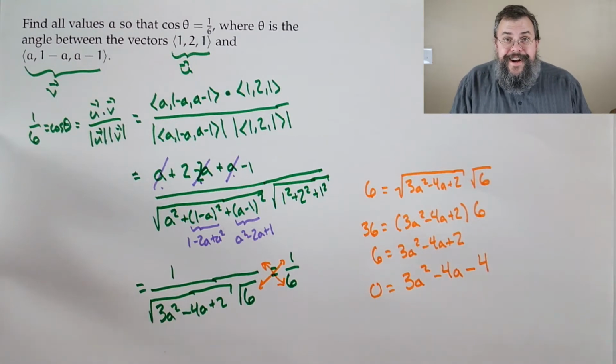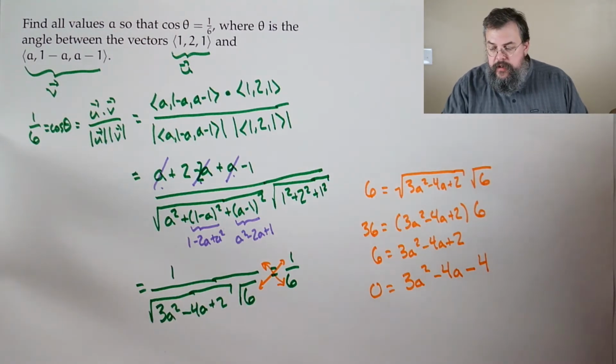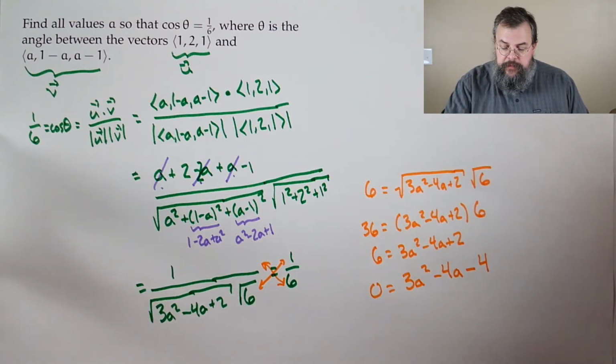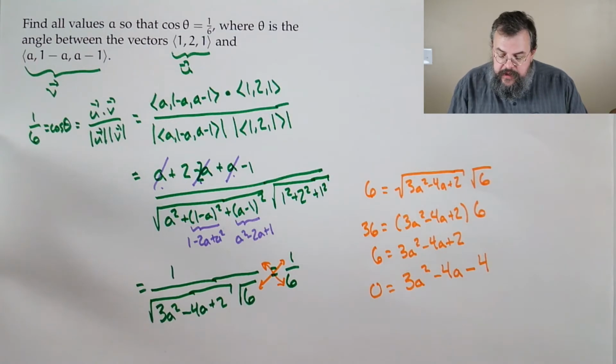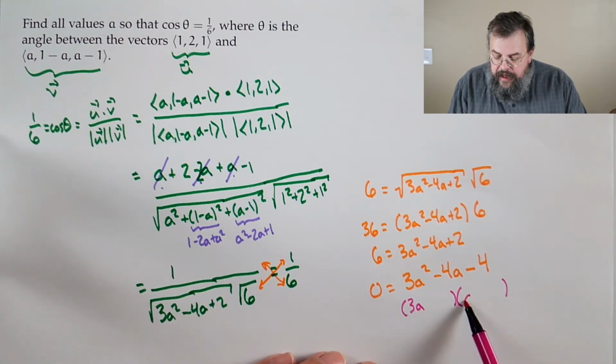Good. All right. Now, at this point, we ask ourselves the question, does it factor? And if it does, how does it factor? Well, we have to take a look at it here. We say, if it factored, what would be true? Well, for 3a, there's not a lot of ways to do that. That would have to be a 3a and an a.